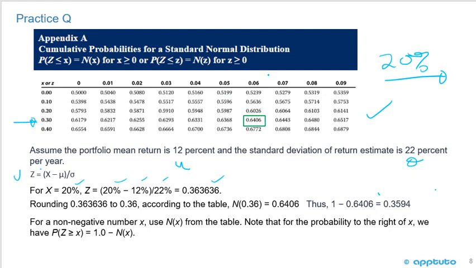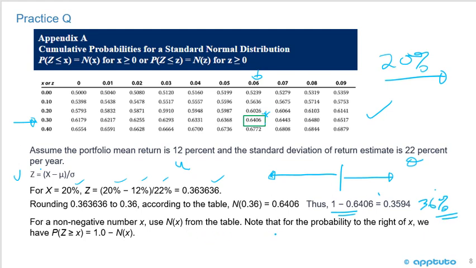We're going to go to 0.3 on the row and 0.06 on the column, and we're going to get the number 0.6406. Now that would give us the probability that the return is less than 20%, okay? But we're asking for the probability that the return is greater than. So remember, what we need to do is 1 minus that, and we're going to get a 36% probability that the return is greater than 20%.